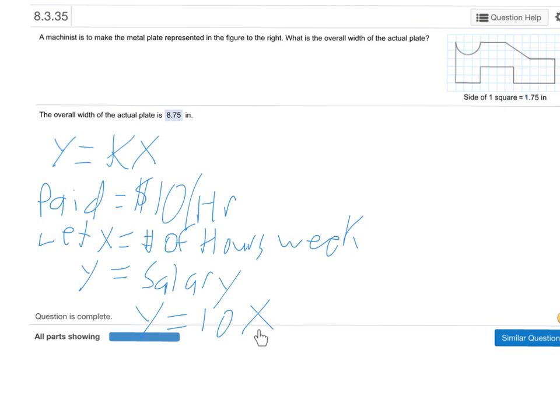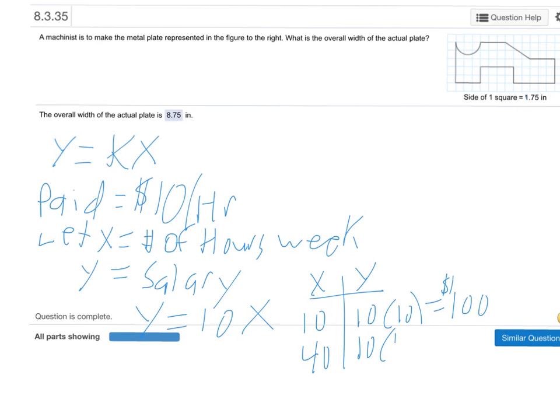As their hours increase, their salary will increase. If their hours decrease, they'll earn less money. So y is directly related to x. So if I plugged in some numbers, if somebody worked, say, 10 hours, then they would make 10 times 10 or $100. If they worked 40 hours, it'd be 10 times 40, they'd make $400.